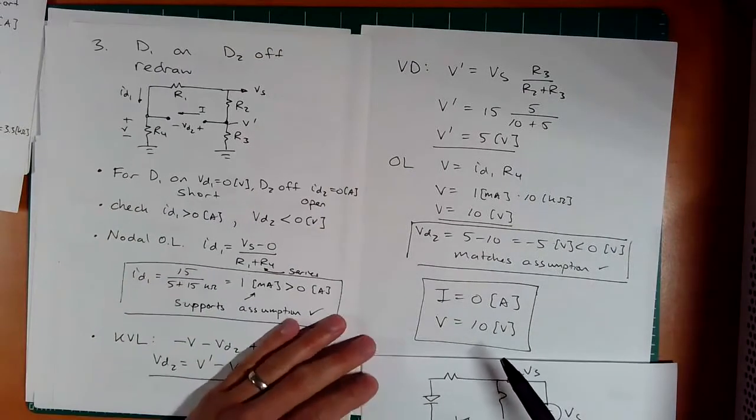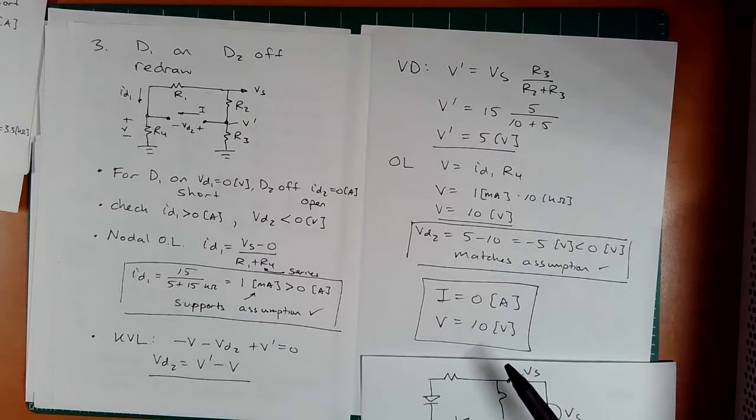So I hope this example highlights how to just use this simple ideal diode assumption and make sure you do this guess and check procedure correctly.